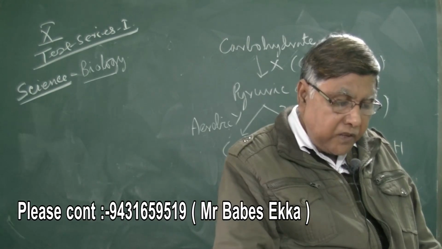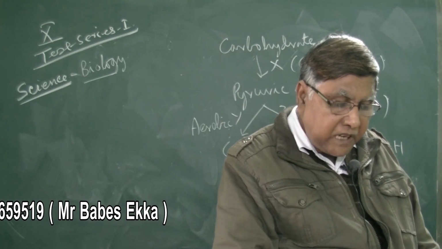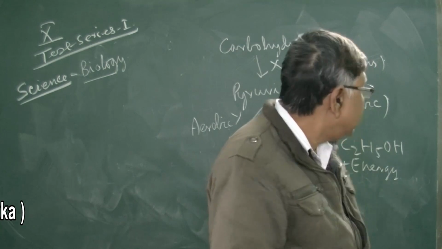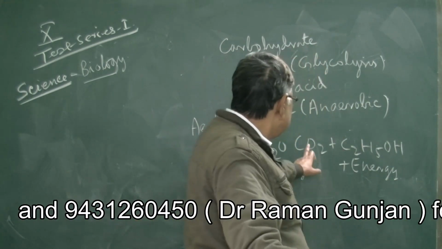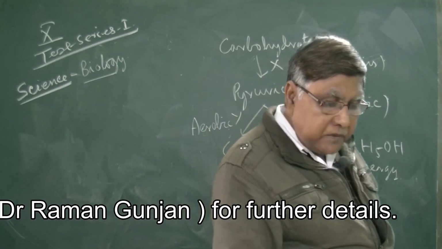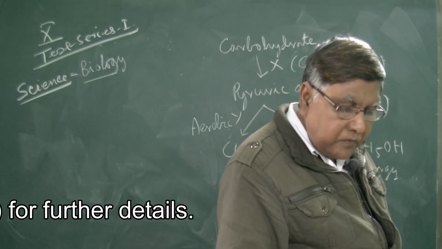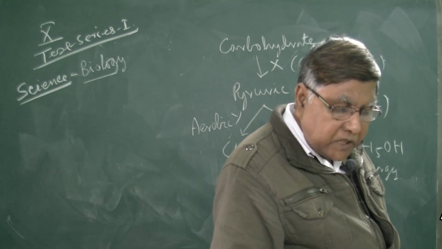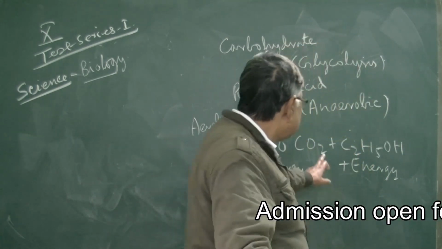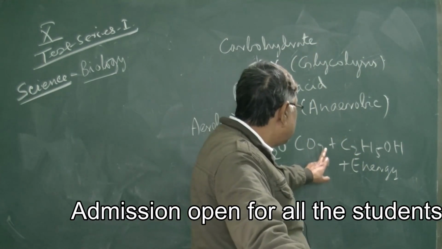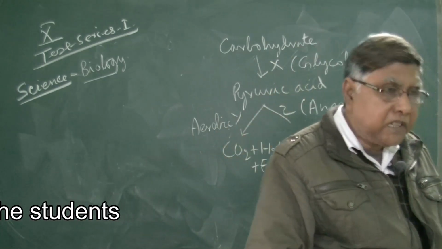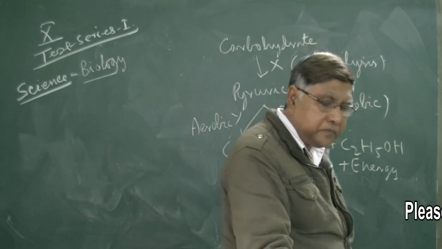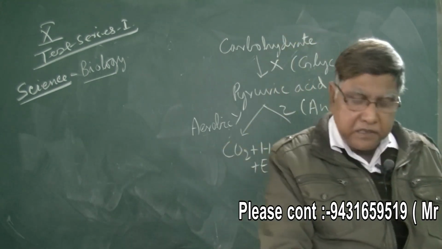Option C: in which of these organisms does the process Z take place? Process Z means CO2 plus C2H5OH. Options: bacteria, yeast, humans and spirogyra. Since ethyl alcohol is produced, it is the fermentation process, and you know fermentation takes place by yeast. So yeast is the correct answer, option C.